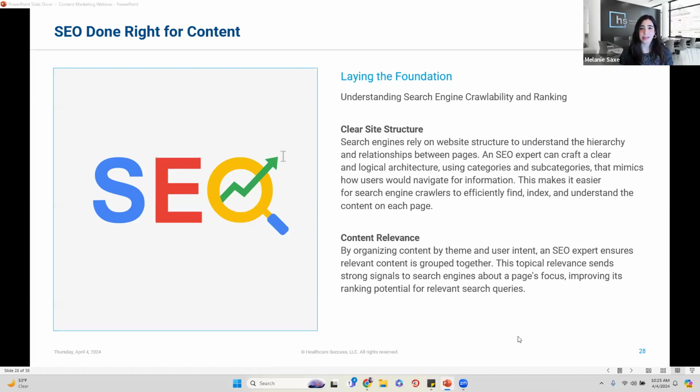So, laying the foundation: why would you need SEO to help you with your content audit? Why is SEO brought in at that stage? Well, I want to go over a few very important aspects.